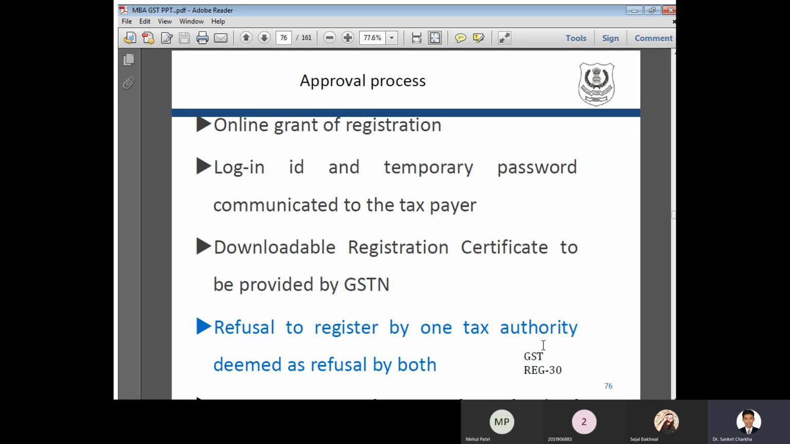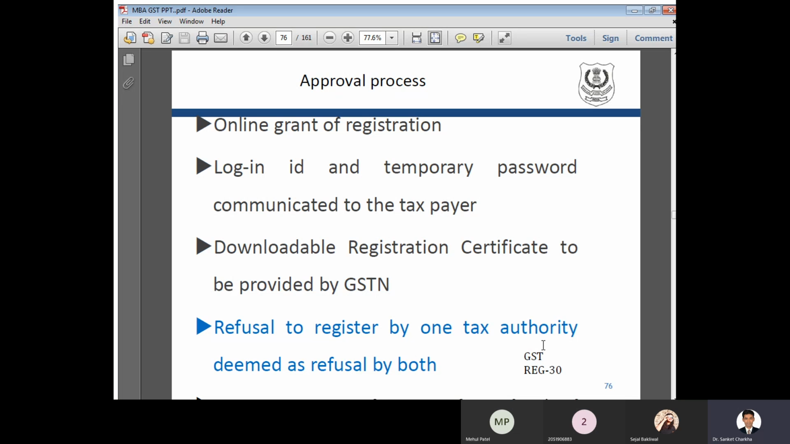Login ID and temporary password communicated to the taxpayer. So once your business has been registered properly, and all the compliances, documentation and formalities have been completed, you get a temporary login ID and password, wherein after a period of time, that is after your first attempt, you can change the password. Your login ID or user ID will remain the same.